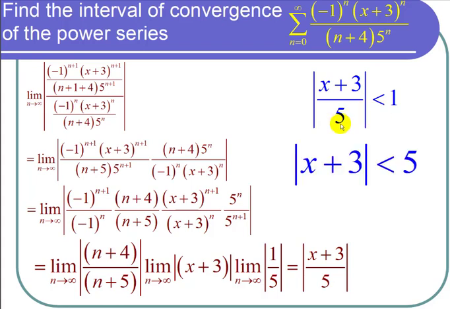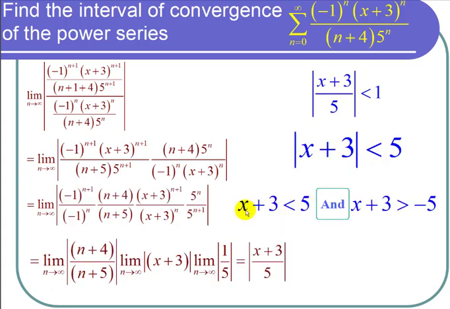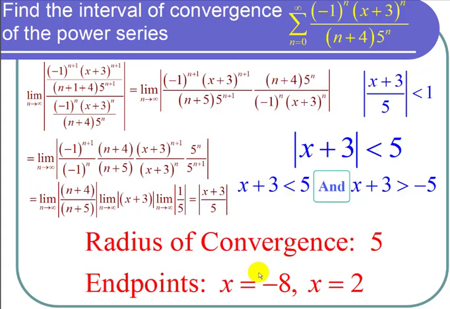I multiply by 5 on both sides, and I get the absolute value of x plus 3 is less than 5. And recall, when we have an absolute value inequality, we can break this up into an AND statement of two inequalities. I can write this as x plus 3 is less than 5, and x plus 3 is greater than -5. And now it's very simple.